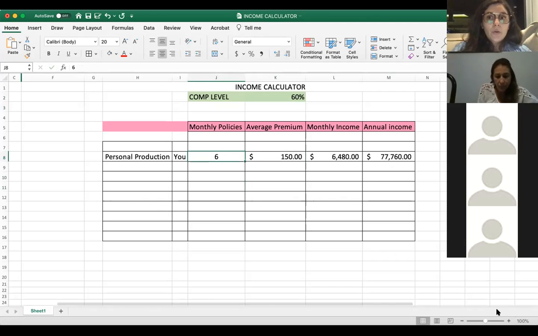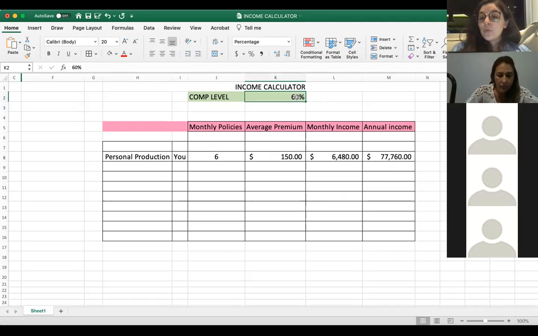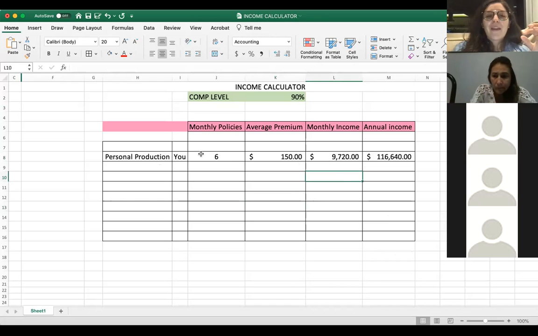The reason why I wanted to share this is for us to plan ahead. I know each one of you has your own comp level, and some of you are, I don't know, 80, some of you are going to be 90, depending on the carrier. But you can see the level of income that we can make in this industry, especially since we're going to talk about higher comp levels. I can share this super easy calculator that we have in Excel.